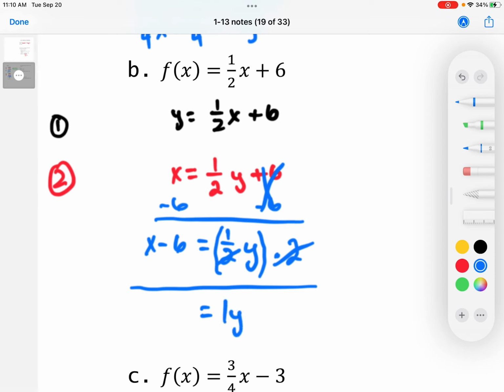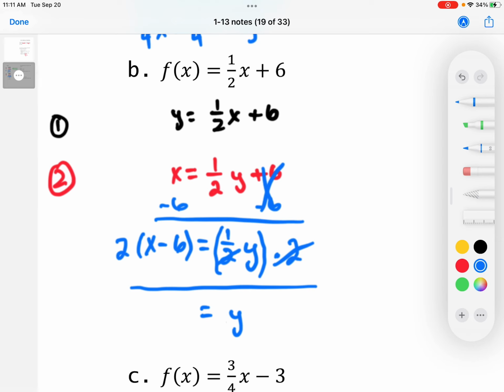Well, if we just have 1y, we don't actually have to write that coefficient of 1, right? So we can just leave it as y, and there it is. We've got y by itself. But remember your golden rule of algebra. What you do to one side of the equal sign, you must also do to the other. So if we multiplied times 2 on the right, we have to multiply everything times 2 on the left also.